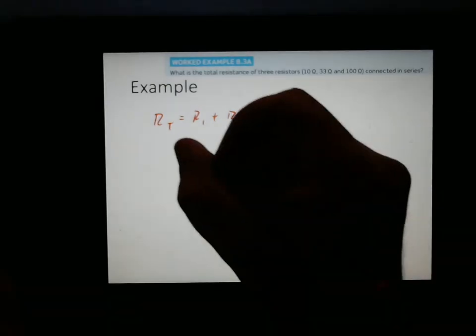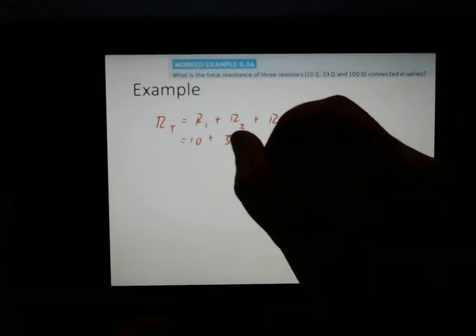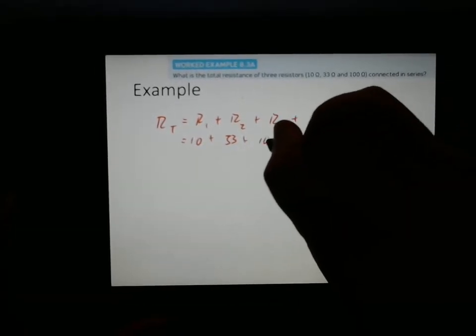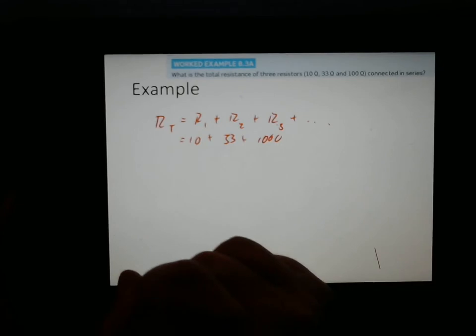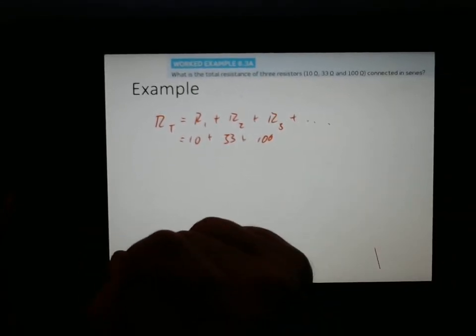So let's see, we've got 10 plus 33 plus 100. Oops. That shouldn't be 1,000, that should be 100.